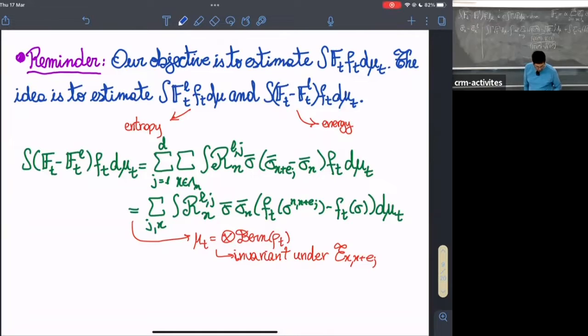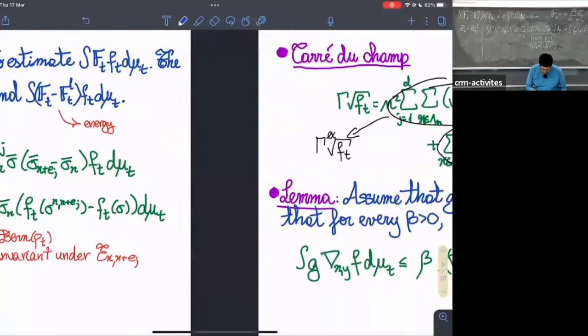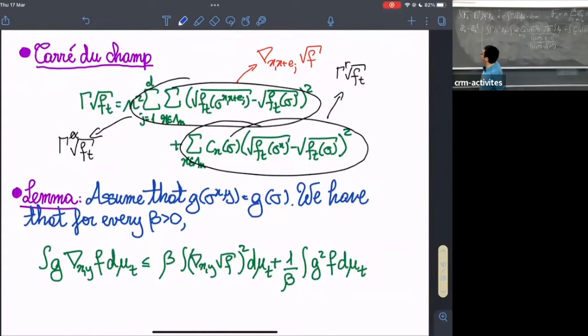Okay, and here when you do this, when you pass the derivative to the other side, it comes really in handy that we're using the Bernoulli product measure, because the Bernoulli product measure is invariant under this exchange of sides. Otherwise, we would have to put there a Jacobian that will make things more complicated. That's one of the reasons why I'm doing this at this simplified level, because if you want to treat the general case, there will be more terms in this expression.